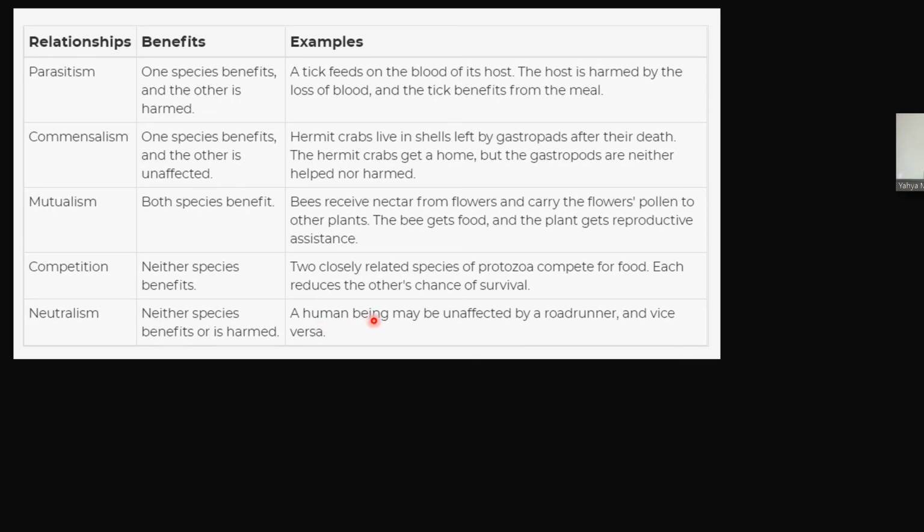So a human being may be unaffected by a roadrunner. This is assuming that the roadrunner's habitat is not taken over by the human being and stuff like that. Just assume the roadrunner is living somewhere in the desert, and the human being is living somewhere else random. What the roadrunner is doing over there doesn't matter to the human being. What the human being is doing over here doesn't matter to the roadrunner.